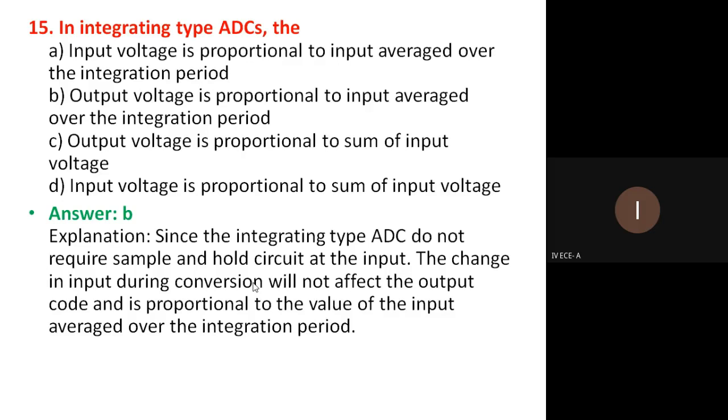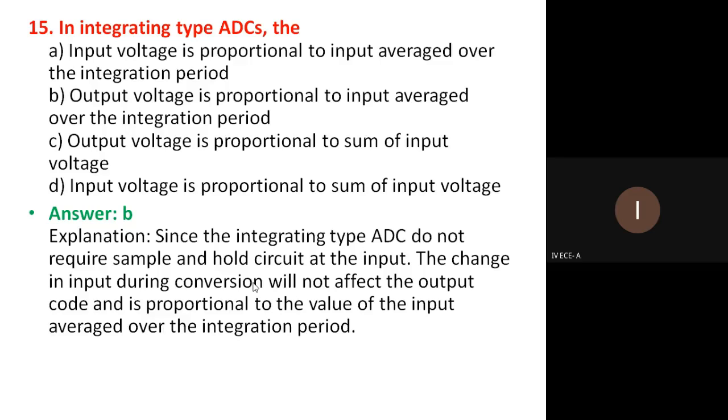Next, question number 15. In integrating type ADCs, there are 4 options, and we have to find which one is correct. Option A: input voltage is proportional to the input averaged over the integration period. Option B: output voltage is proportional to the input averaged over the integration period. C: output voltage is proportional to the sum of input voltage. Option D: input voltage is proportional to sum of input voltage. The correct answer is B.